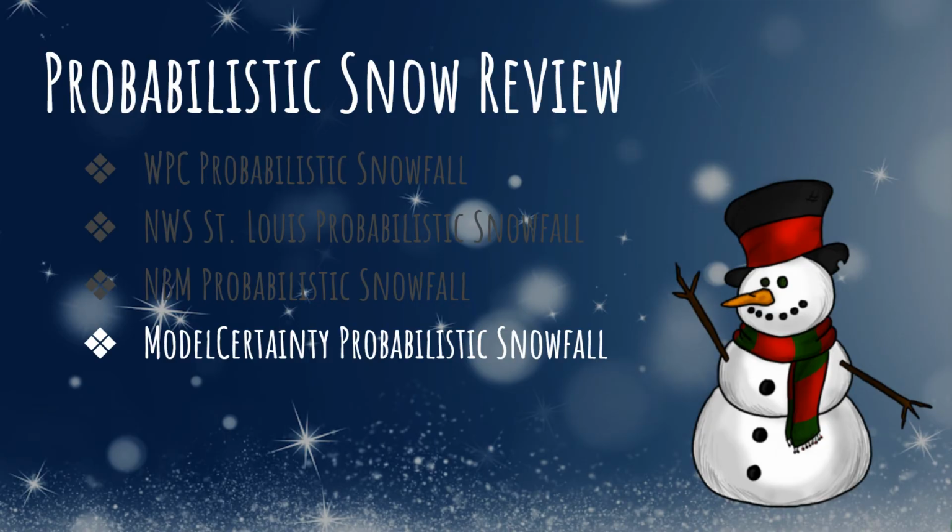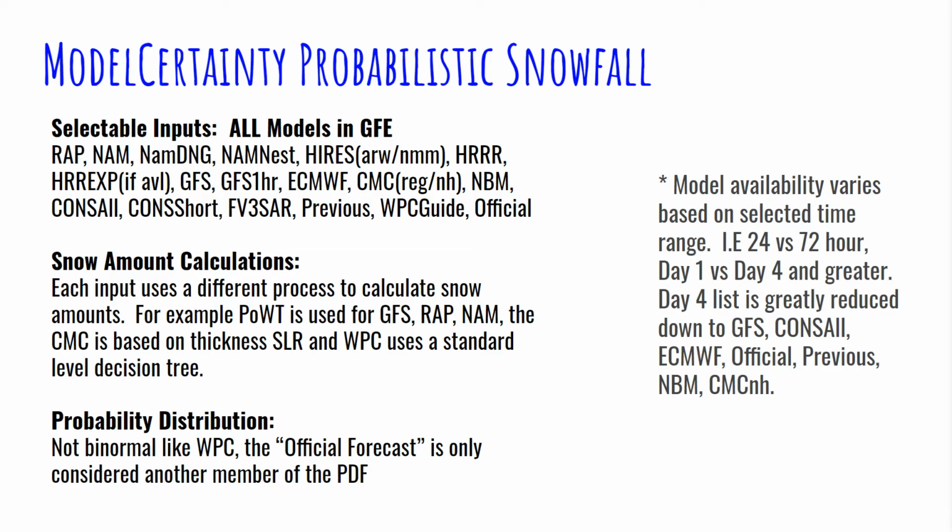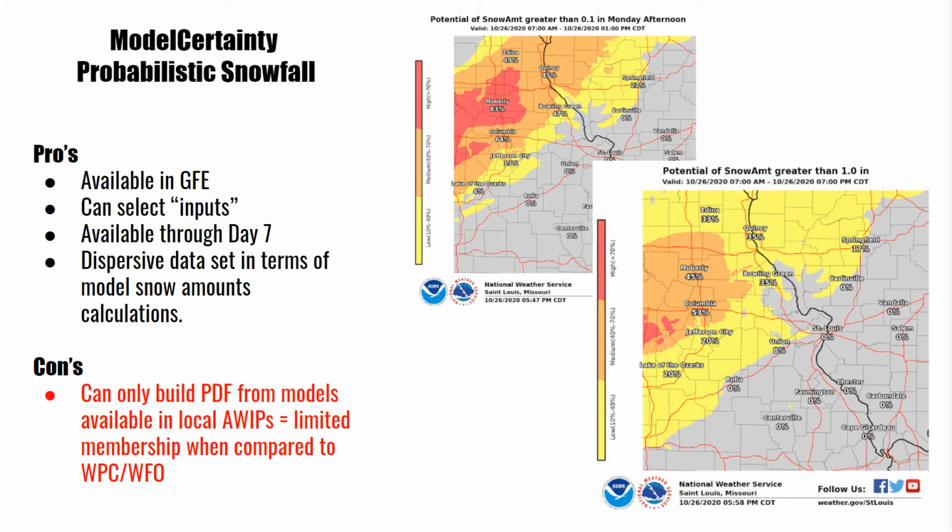Finally, let's look at Model Certainty, a tool in GFE. Model Certainty is a powerful tool that allows you to select model inputs, including your forecast, your previous forecast, and the NBM, and make a probability distribution on the fly. While it doesn't have as many members as WPC, its diverse set of processes for obtaining snowfall amounts make its dataset quite dispersive and valuable. This tool allows you to see where your forecast lines up in the broader distribution of model inputs on the fly. The only limitation is that we are limited to the model datasets within GFE.